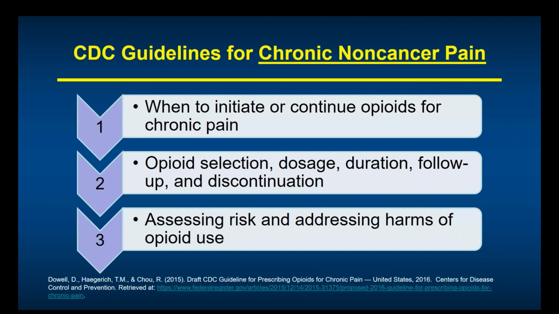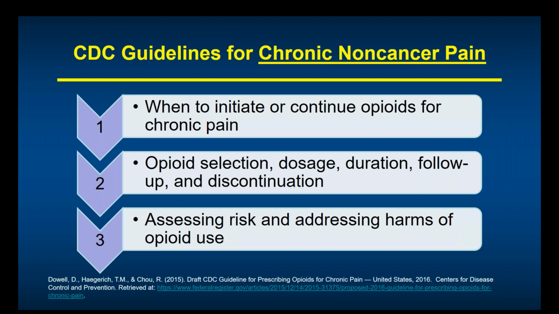But what happened was the strategies that were outlined for these guidelines and recommendations for chronic non-cancer pain evolved into recommendations for when to initiate or continue opioids for chronic pain, how to select opioids, and how to assess and address the harms of opioid use. But the actual collateral damage, if you will, in terms of this report in withholding opioid analgesics from patients who might really need them has really been felt across the healthcare system.